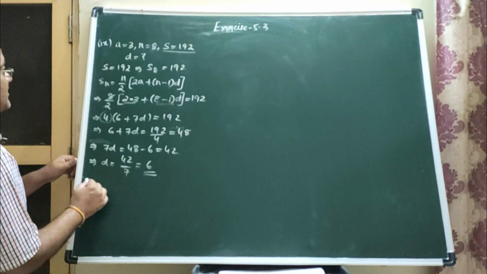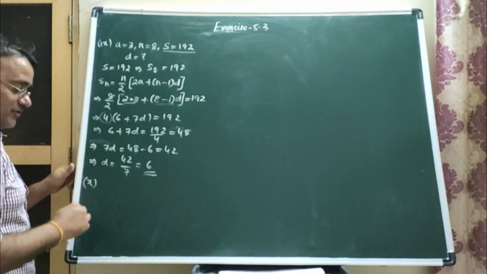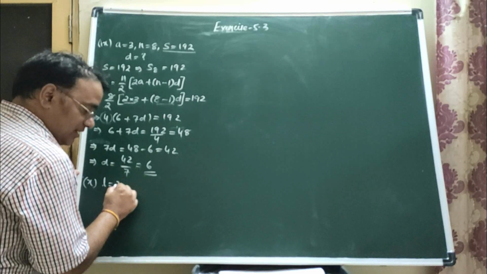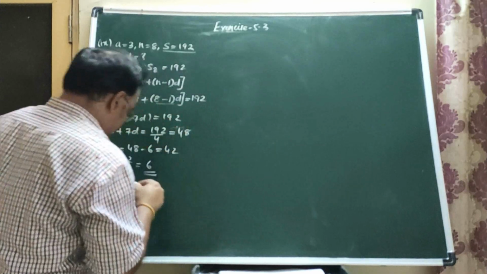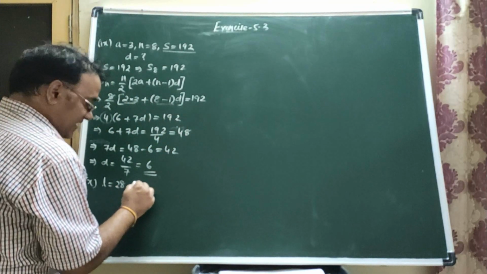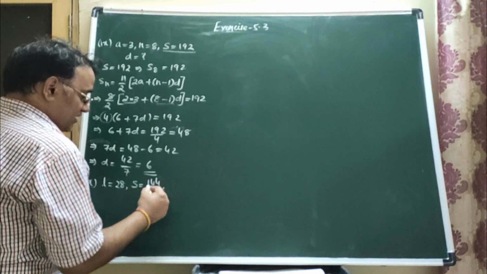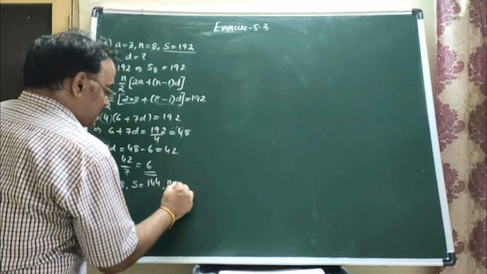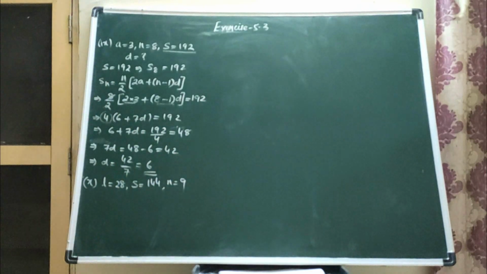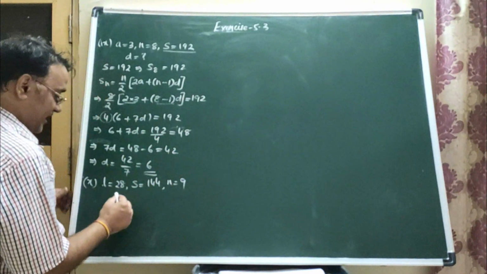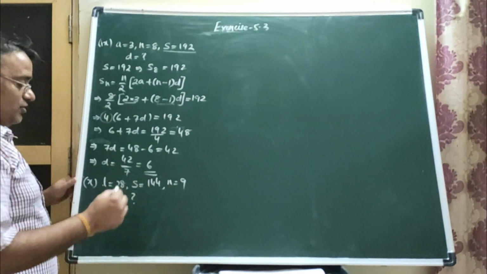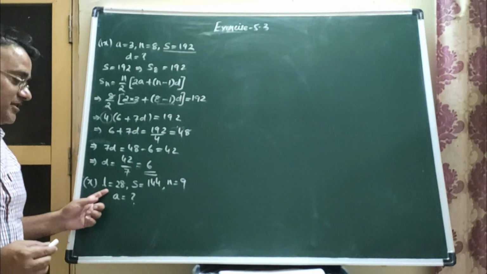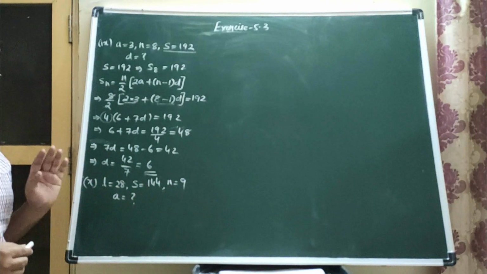Only d we have to find. Now let us move toward the last bit. That is L is equals to 28 and S is equals to 144 and there are total n terms, means n is equals to 9. Okay, and we need to find A. So हम लोग कौन सा फॉर्मूला यूज करेंगे? सेकंड वाला. Why? क्योंकि लास्ट टर्म दिया हुआ है और n दिया हुआ है, a निकालना है.